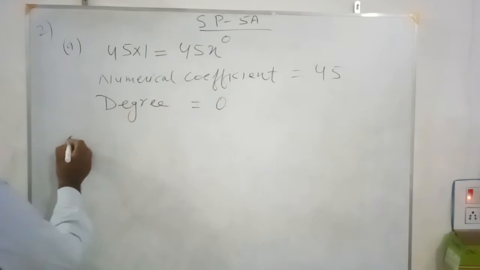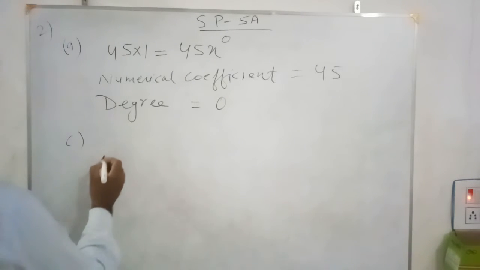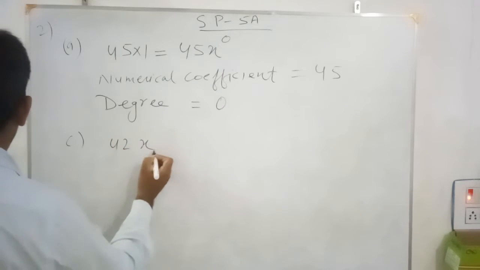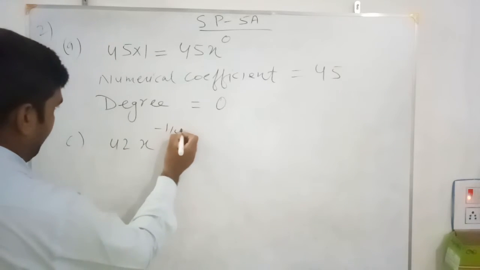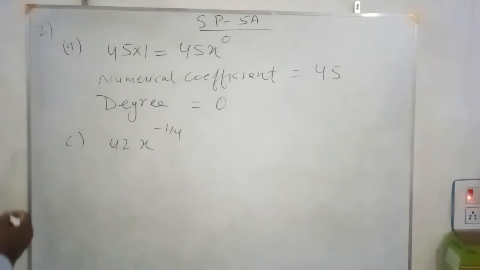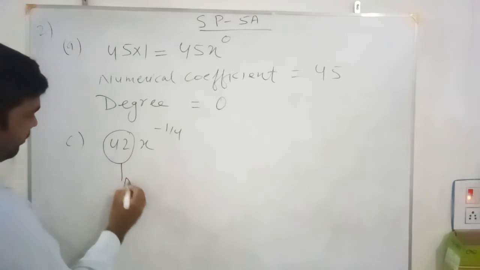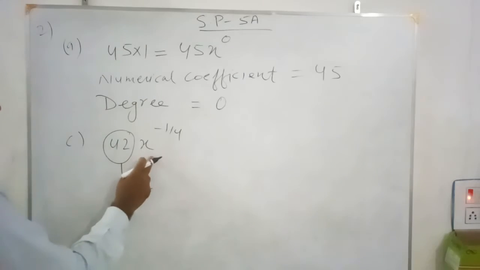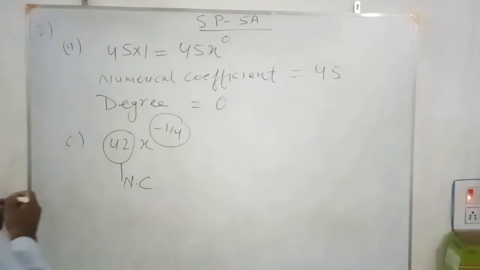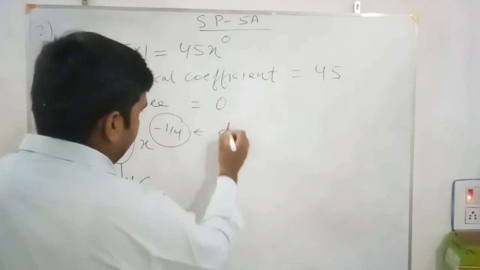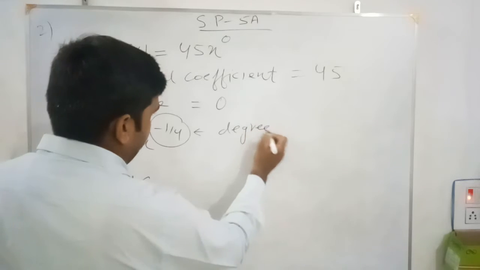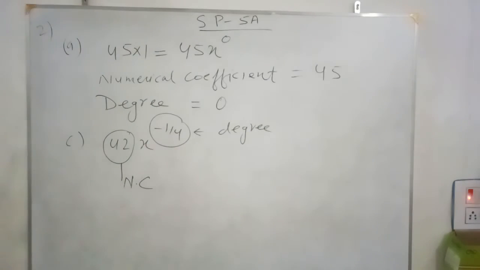Now we see C: 42 x to the power minus 1 by 4. In this also, the numerical coefficient is 42. This 42 is the numerical coefficient, and this is the degree. Minus 1 by 4 is the degree. Whatever the power is, that is called the degree.